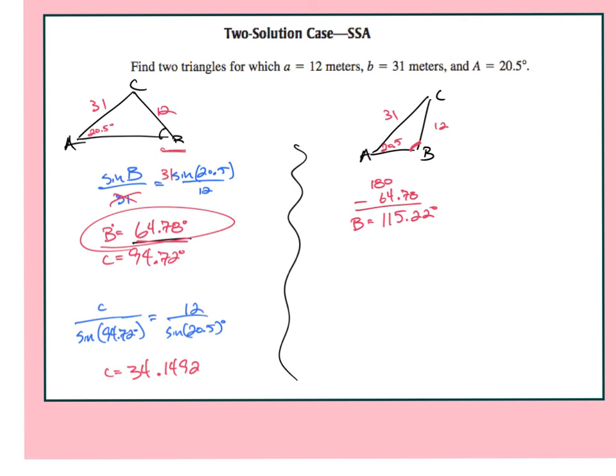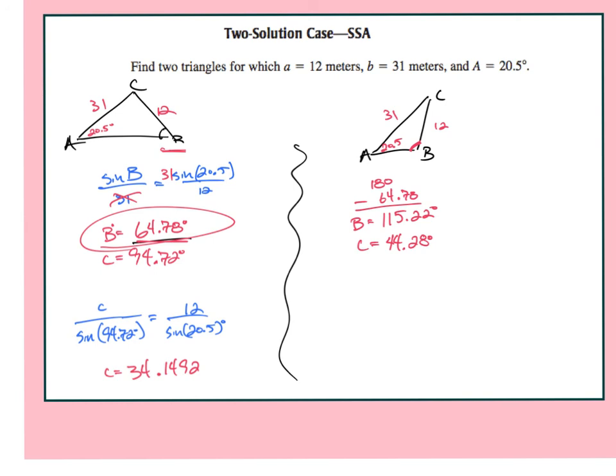All right. So again, what did we do? Once we found this angle B, what happened? You find its supplement for your other triangle. All right. So we have that is 115.22. Let's find our new angle C. So we take both of them and we subtract from 180. And what do we get for our new angle C? .28 degrees.